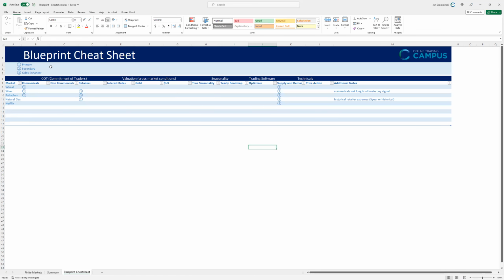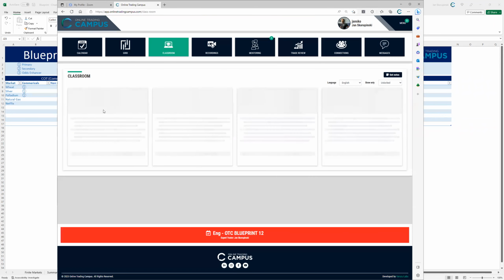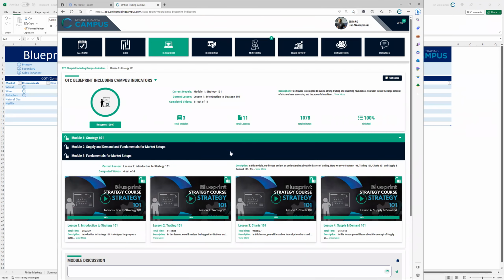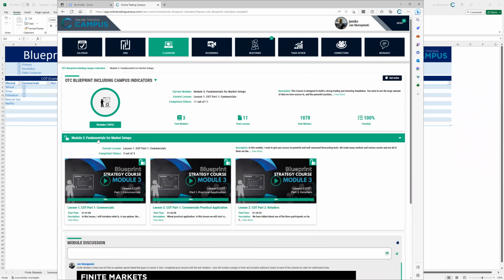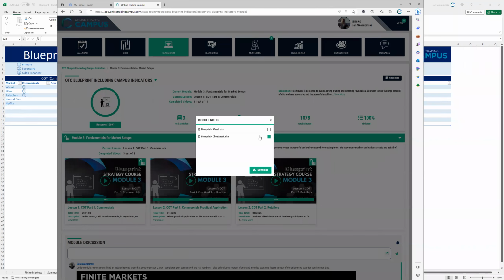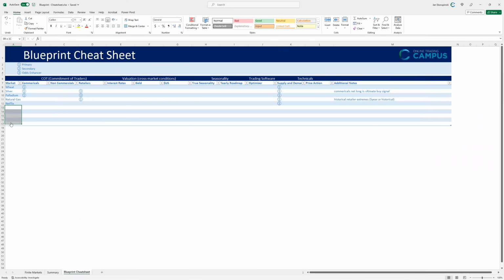So what I created is a blueprint cheat sheet. You can find that blueprint cheat sheet within your classrooms, including the indicators and the fundamentals for market setups. If you go to the notes, you get the blueprint cheat sheet, and I will continue to update it. I'll make sure that every month or so I'll have the updated version here. You can also download it and continue populating it with the exercises that we do.